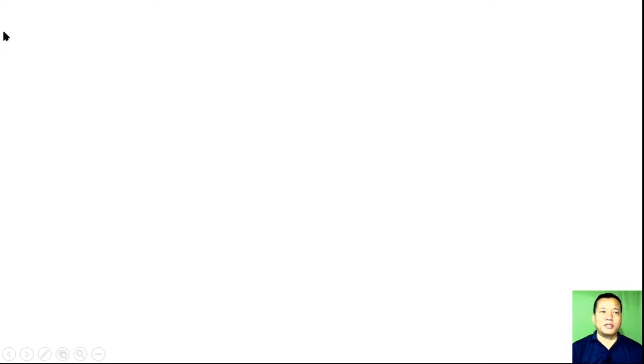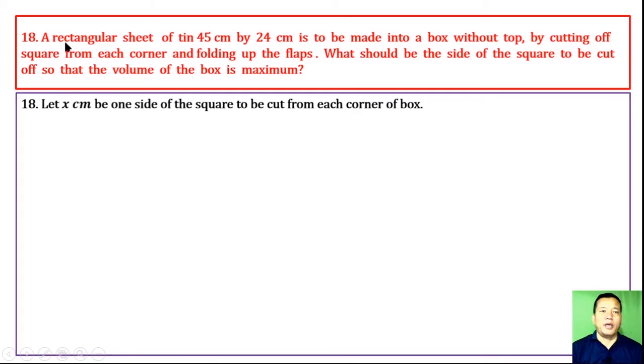Question number 18. A rectangular sheet of tin 45 cm by 24 cm is to be made into a box without top by cutting off squares from its corners and folding up the flaps. What should be the side of the square to be cut off so that the volume of the box is maximum? Same as 17.